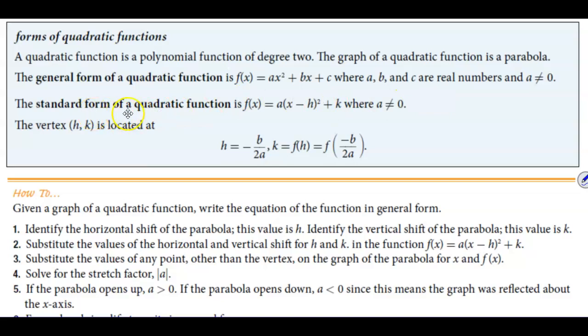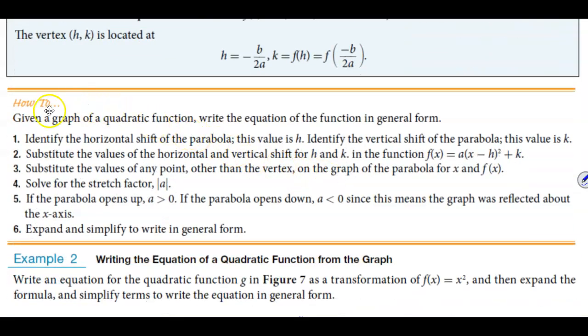And the standard form of a quadratic function is f(x) = a(x − h)² + k, where a does not equal 0. And the vertex (h, k) is located at the following. We can see that h is equal to −b/2a, and k is equal to f(h), making h the input of the function, which is also equal to f(−b/2a).